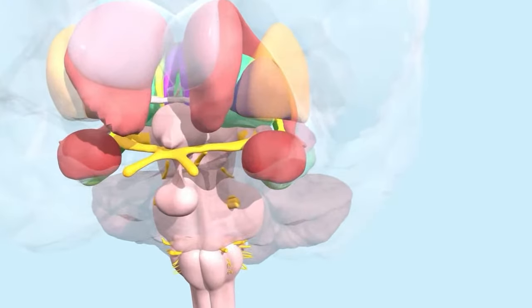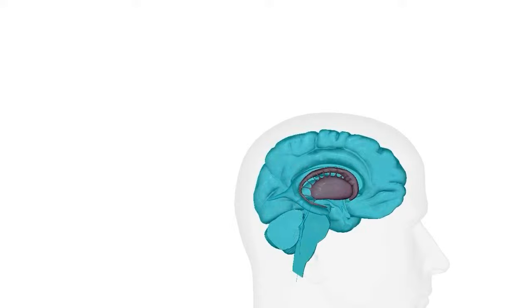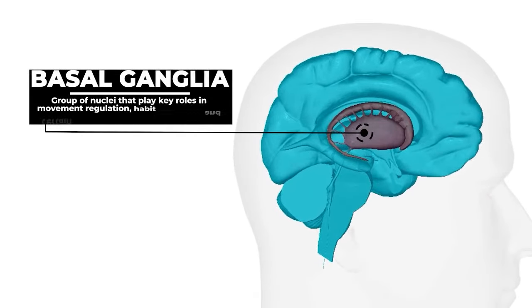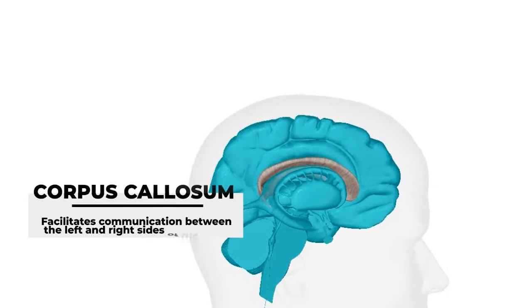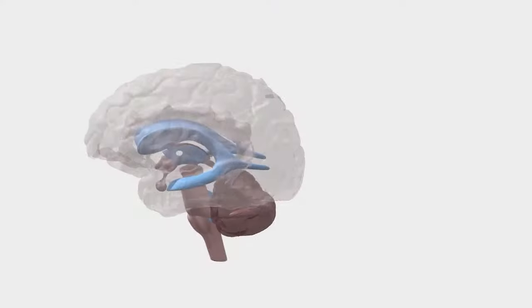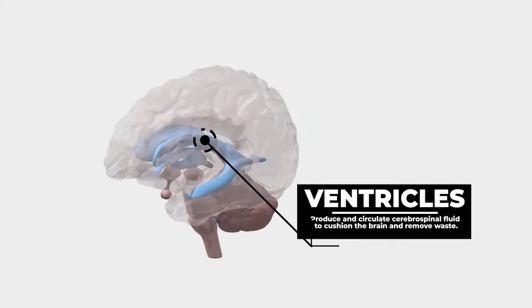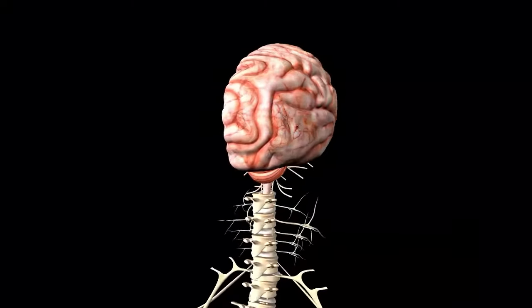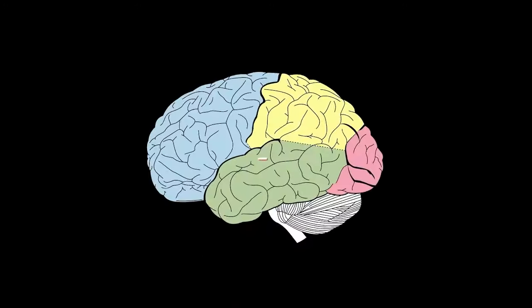Pituitary gland. Releases hormones that regulate several physiological processes, including growth and metabolism. Basal ganglia. Is a group of nuclei that play key roles in movement regulation, habit formation, and certain aspects of cognition and emotion. Corpus callosum. Facilitates communication between the left and right sides of the brain. Ventricles. Produce and circulate cerebrospinal fluid to cushion the brain and remove waste. Now we will discuss all these parts in a bit more detail to understand what these are and how they work. Cerebrum.